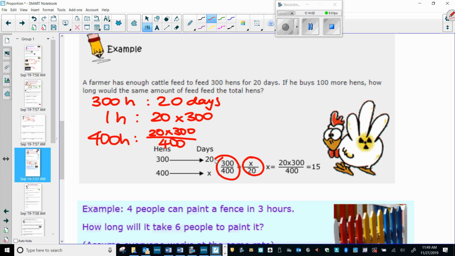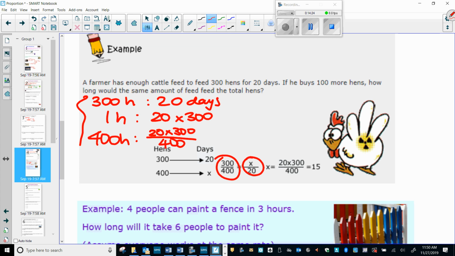I remember. If you have a fraction that's like hens over feed, or hens over days, is that what it was? Yeah. Then for the other fraction, you switch it so it's not the same. I don't think so. Try it. Write it down and see if it works. But that's why I kind of prefer this one myself.